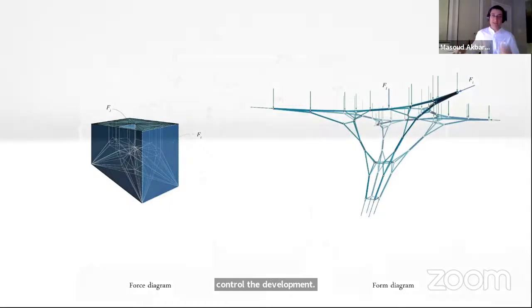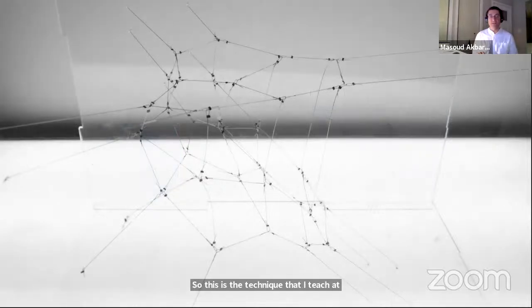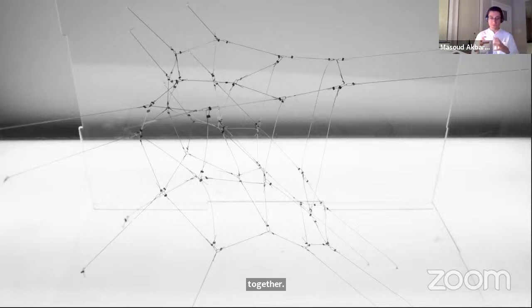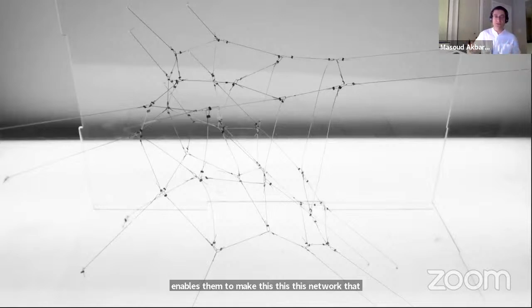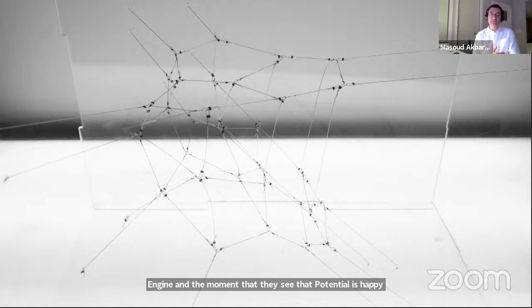This is a technique that I teach at UPenn in my elective course, and students put together physical models in order to physically experience the equilibrium of forces. Once they finish the digital model, measuring those edge lengths and constructing the geometry based on the edge length of the cable enables them to make this three-dimensional network that is in pure tension. And the moment that they see that pure tension is happening, they just believe that the system works and the principle applies.